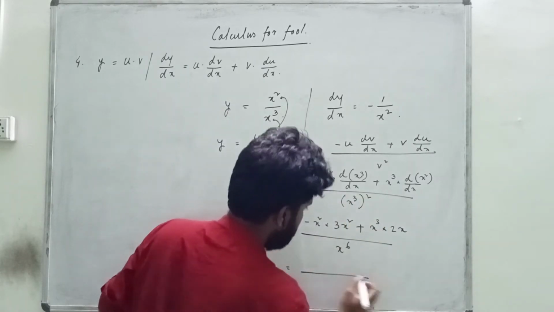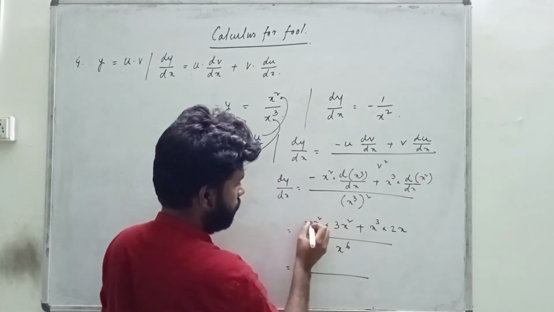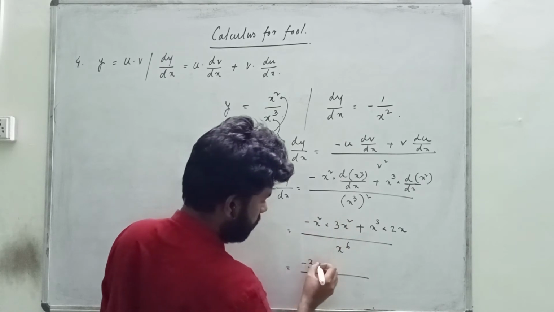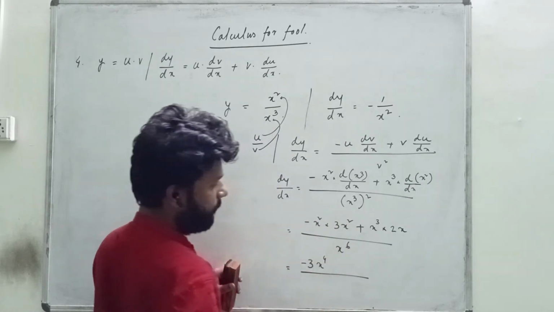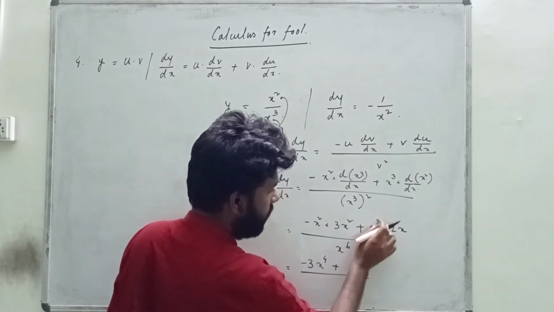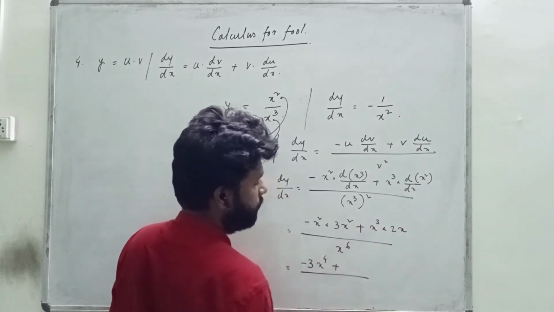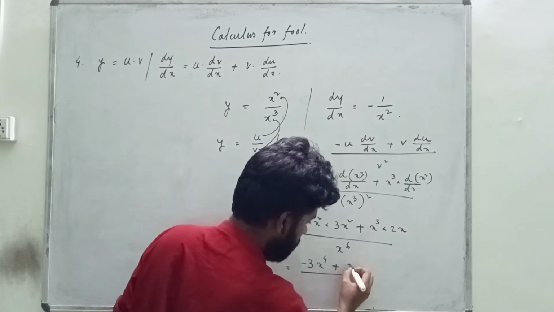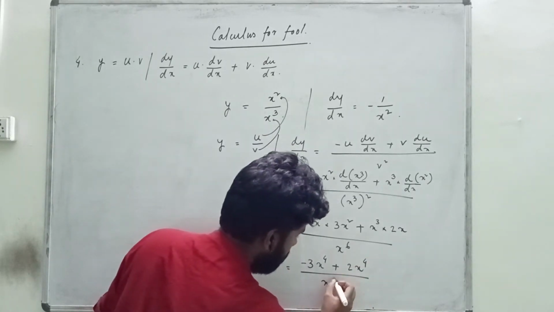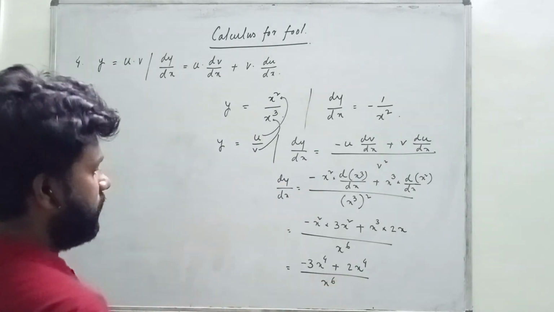Okay. So it is a minus 1 and 3 goes to minus 3, x squared into x squared goes to x to the power 4, plus the 2x cube into x to the power 1 goes to 2 into x to the power 4, and then it is x to the power 6.